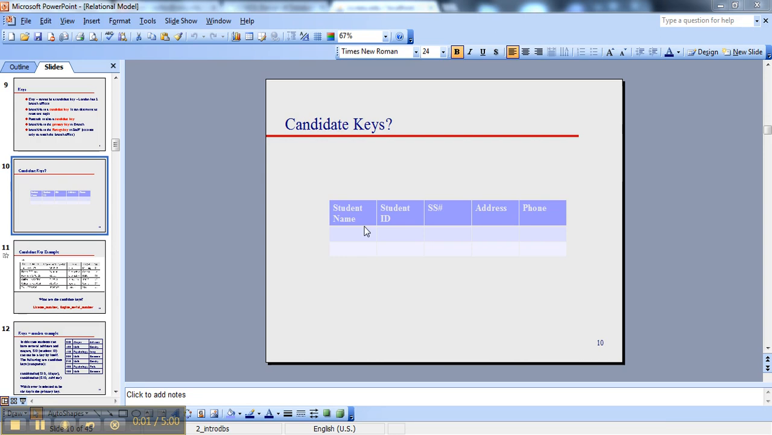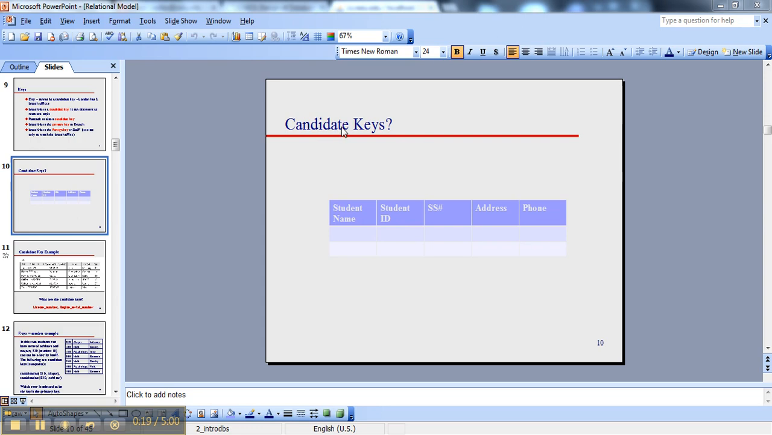I wanted to talk about primary keys. So if you have a table and you want to decide what should I make a primary key? Well, what is a primary key? A primary key is something that's unique, an attribute or a set of attributes that will always be unique in your table.